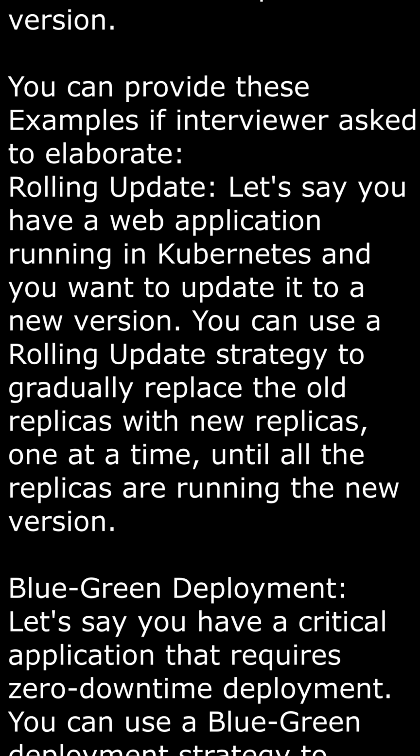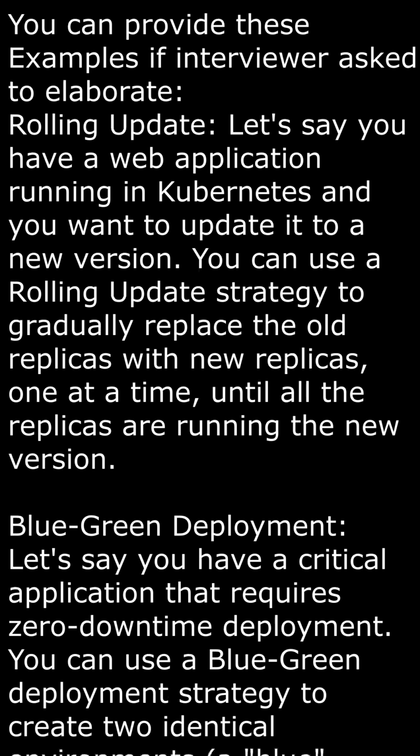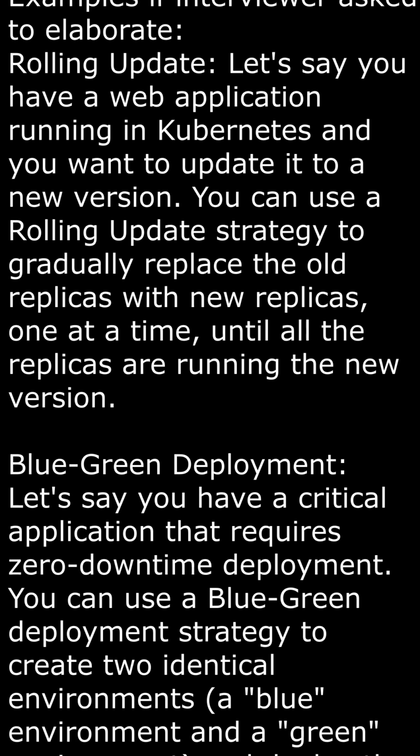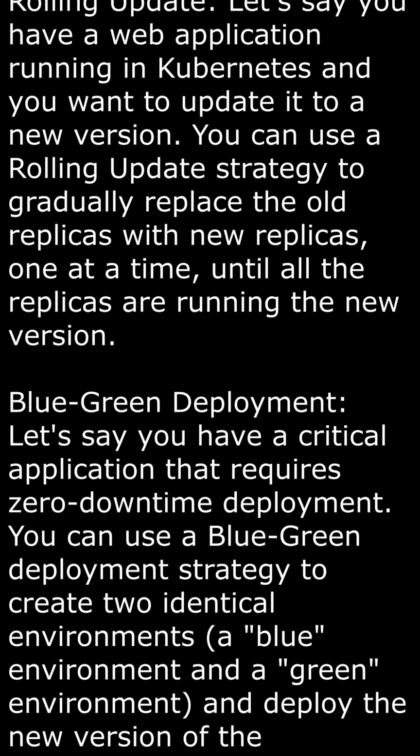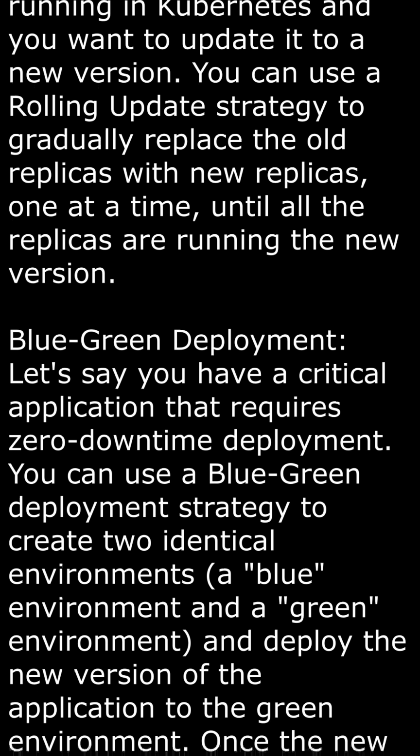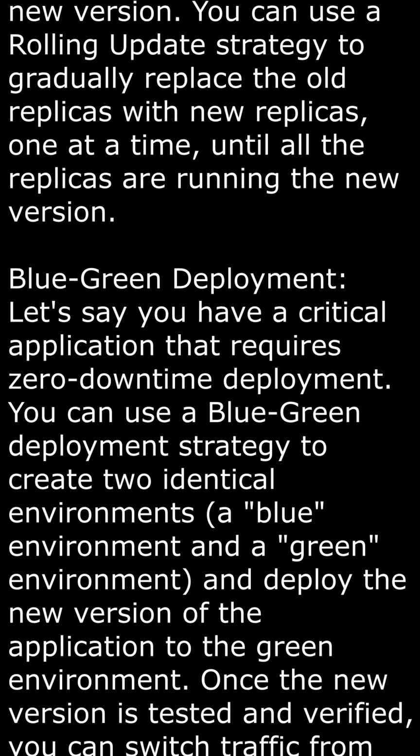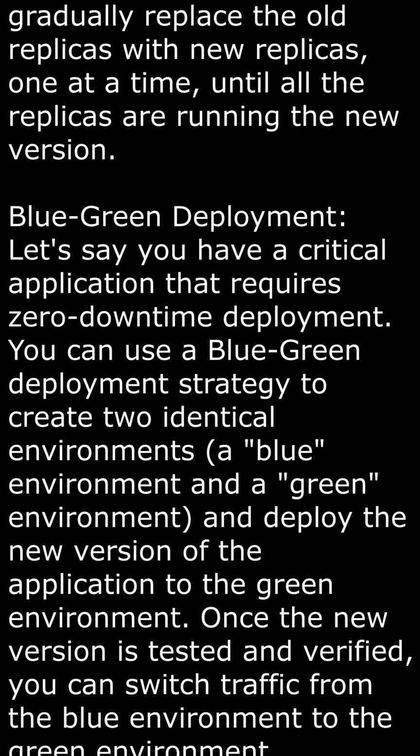You can provide these examples if the interviewer asks you to elaborate. Rolling update. Let's say you have a web application running in Kubernetes and you want to update it to a new version. You can use a rolling update strategy to gradually replace the old replicas with new replicas, one at a time, until all the replicas are running the new version.